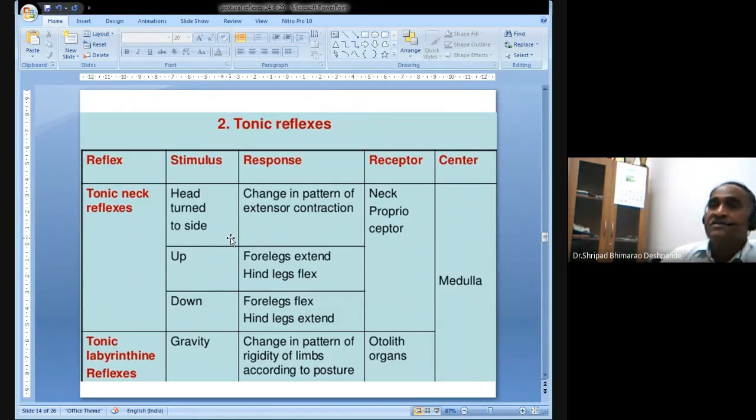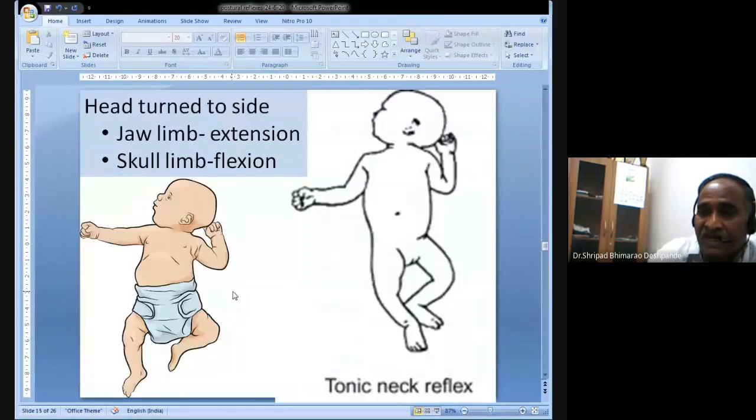Now, suppose the head is moved up, the neck is extended, an upward movement, then what happens? Now let us see how it looks in the baby.